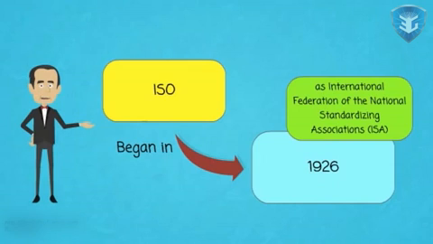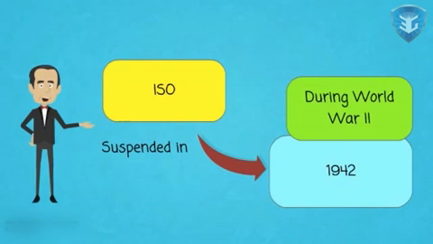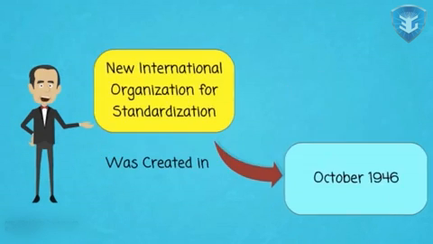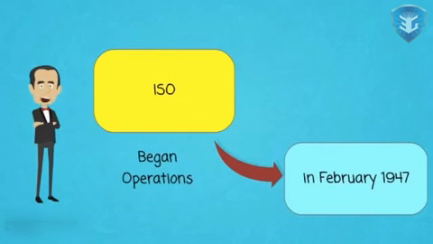The organization today, known as ISO, began in 1926 as the International Federation of the National Standardizing Associations. It was suspended in 1942, during World War II. In October 1946, the new International Organization for Standardization was created. The new organization officially began operations in February 1947.